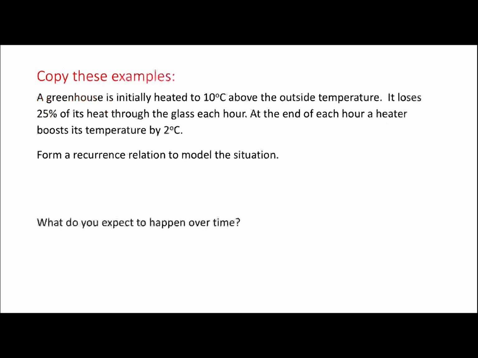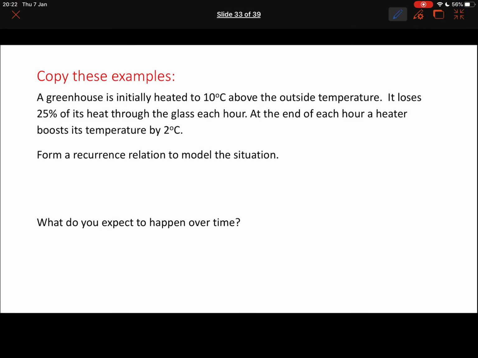So you can see there's quite a lot of information there, and what we have to do is go through the question and pull out the relevant information. One thing that jumps out to me is that it's saying it is initially heated to 10 degrees above the outside temperature. So if we're talking about initial values, that tells me that U0 must be 10. I should have written down the general form of a recurrence relation. So U(n+1) equals aU(n) plus b. So we get U0 is 10, it loses 25% of its heat through the glass each hour.